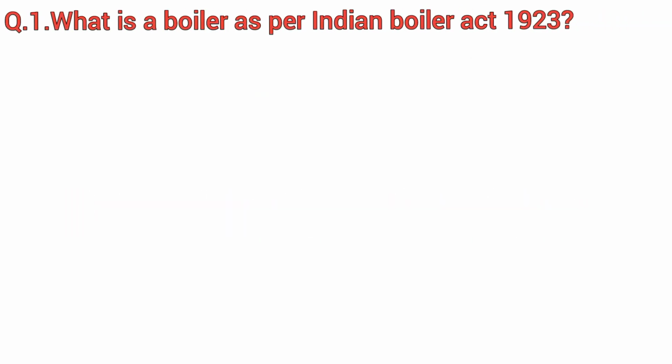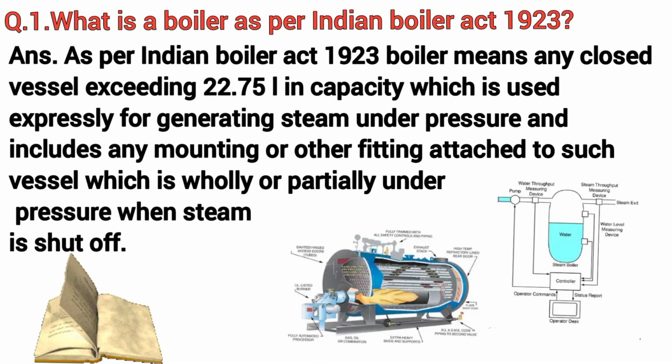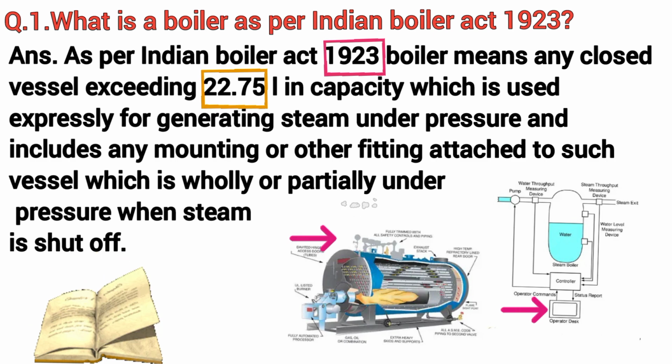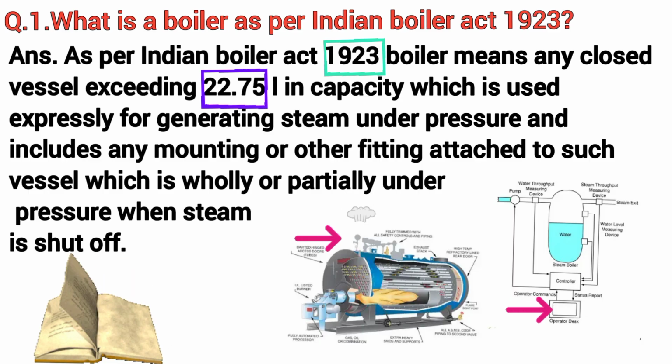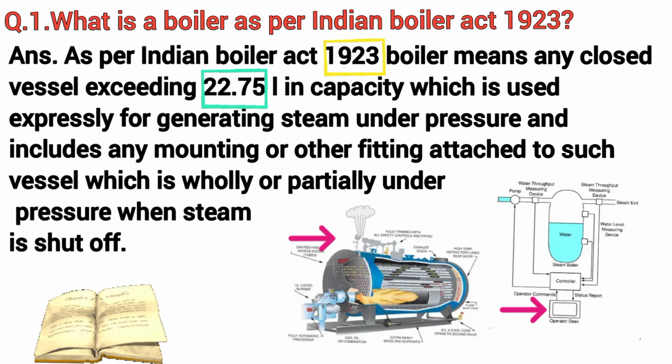What is a boiler as per Indian Boiler Act 1923? As per Indian Boiler Act 1923, boiler means any closed vessel exceeding 22.75 liter in capacity, which is used expressly for generating steam under pressure and includes any mounting or other fitting attached to such vessel, which is wholly or partially under pressure when steam is shut off.